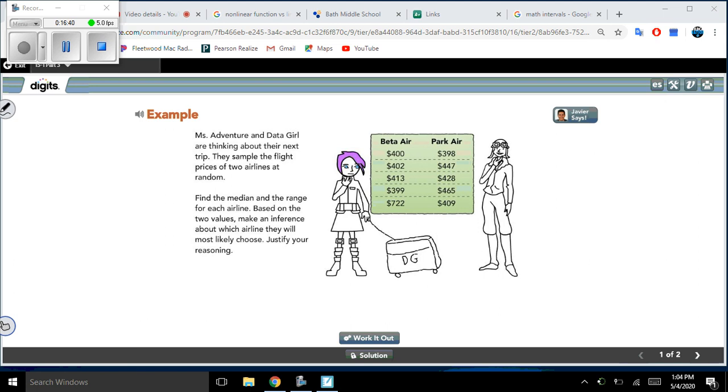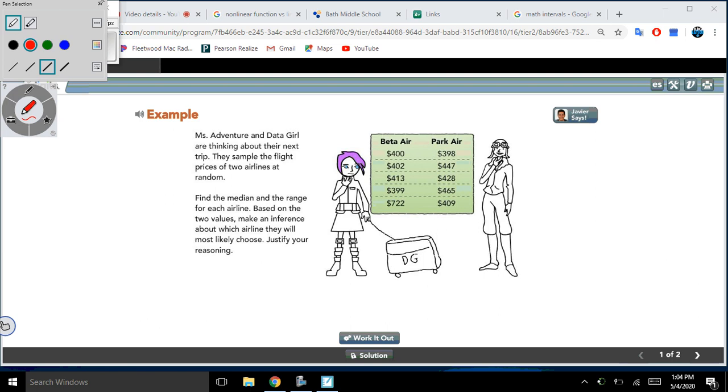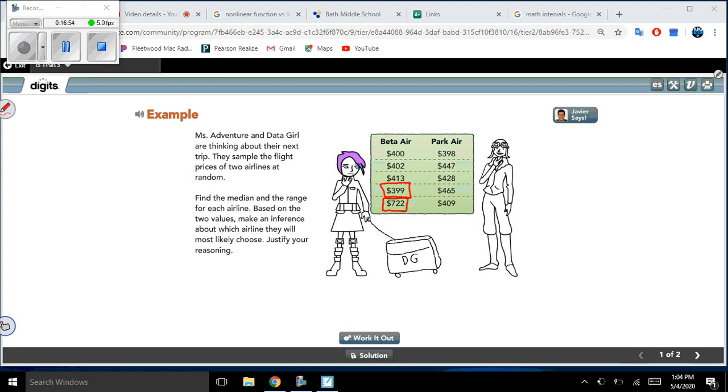All right, so in this case, let's take a look at beta. I'll use red for those guys. We're looking at the median and the range. So the range is, right there's the biggest number, and the smallest number looks to be right here. So I'm going to take 722, and I'm going to subtract 399. So beta has a range of $323.